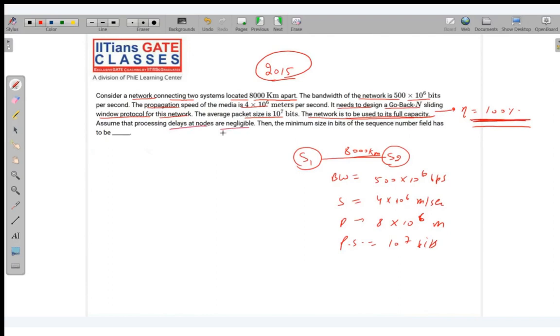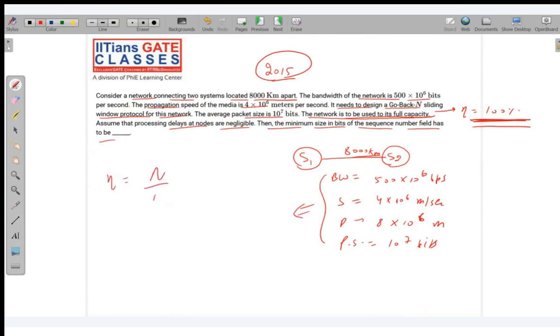Assume processing delays at the nodes are negligible. Then the minimum size in bits of the sequence number field has to be found. So they want to ask the minimum bits of the sequence number field. How will we approach this question? That is very easy. The efficiency is 100%.